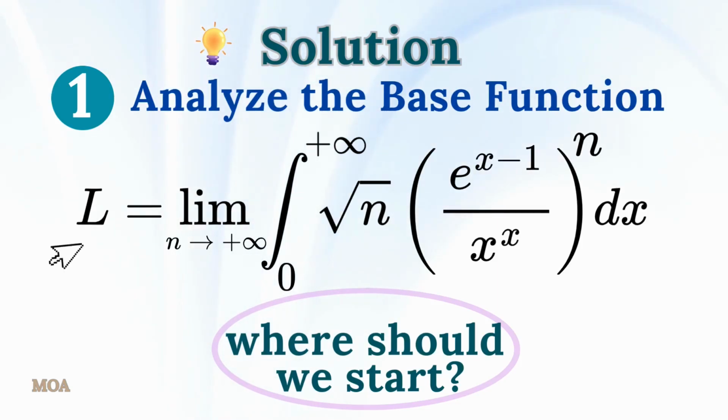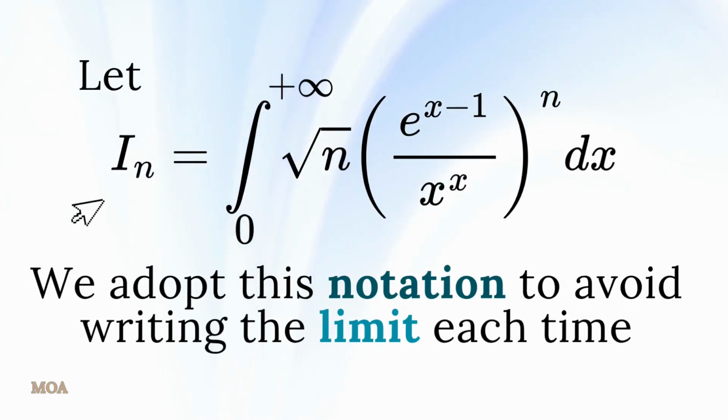First, we rewrite the expression for L and focus on analyzing the base function. Many students have asked me, where should we start to solve this problem? Well, let I_n be the integral from 0 to infinity of the square root of n times the exponential of the quantity (x minus 1) divided by x^x, all raised to the power n, dx. We adopt this notation to avoid writing the limit each time.